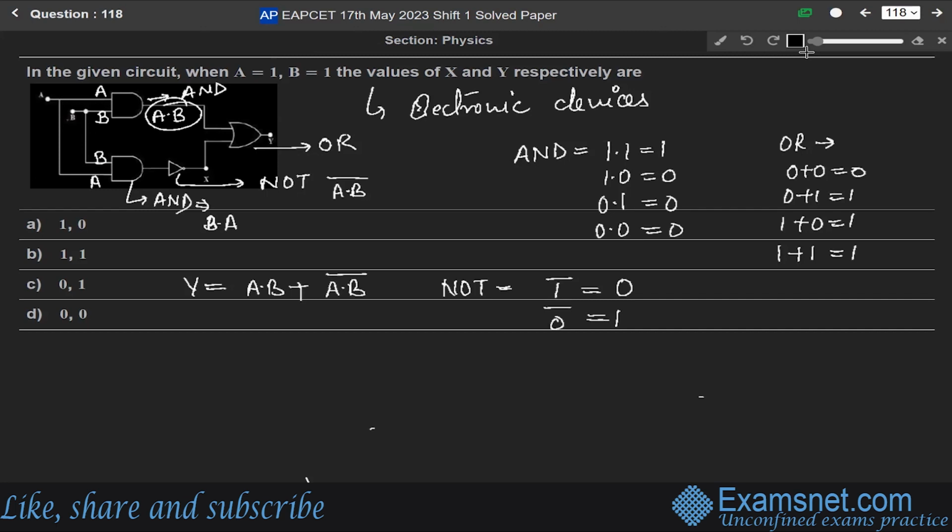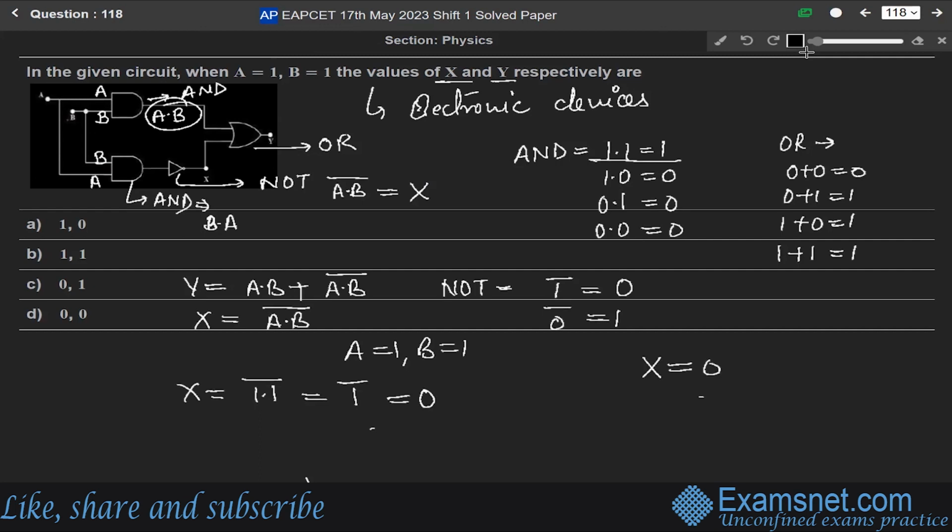Okay, so it is asking for the values of X and Y. So for X, A dot B bar means it is X. So for X, A dot B bar, when A equals 1 and B equals 1, X will be equal to 1.1 bar. 1.1 means 1 bar, and 1 bar means 0. So we will get the value of X as 0.